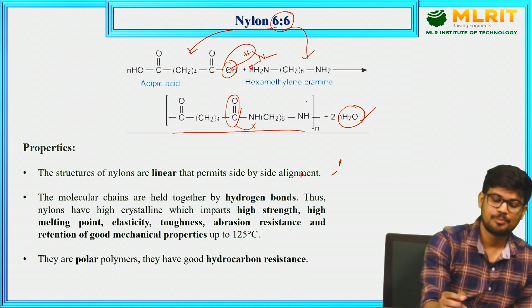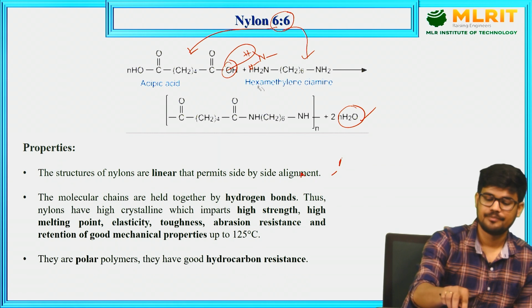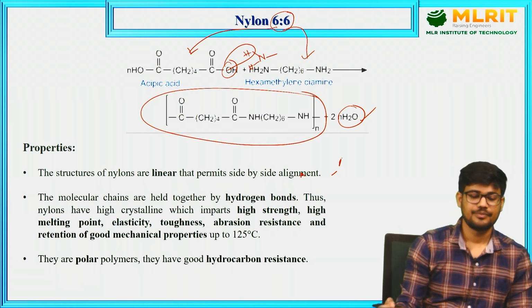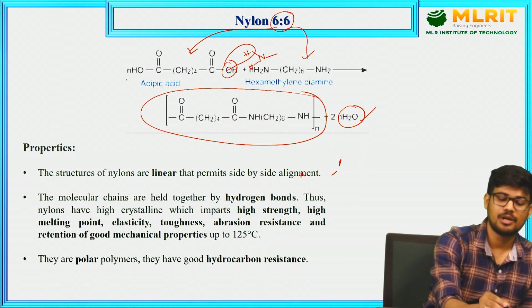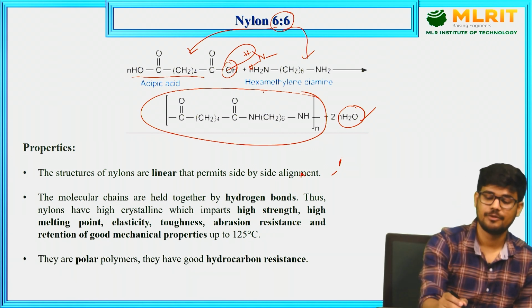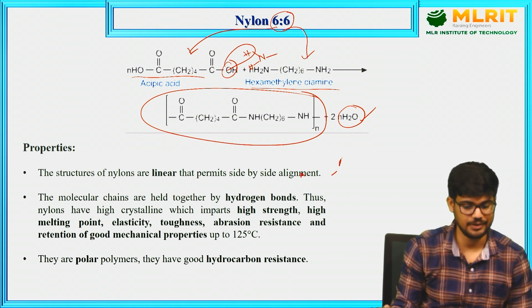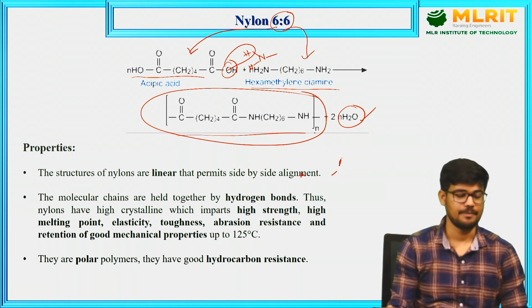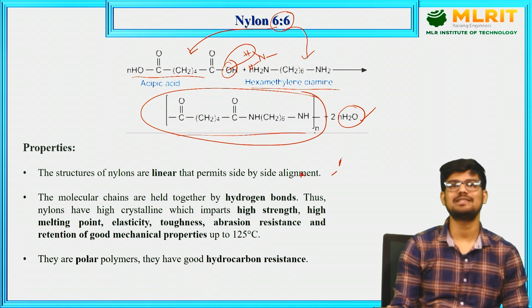So this is the product. This is the final product and it is called nylon 6,6. So n number of adipic acid monomer units and n number of hexamethylene diamine monomer units, if they combine, they will produce nylon 6,6 polymers. So what are the properties of this nylon 6,6?